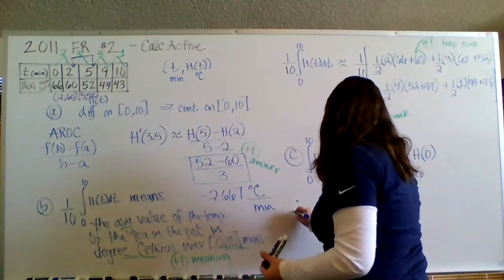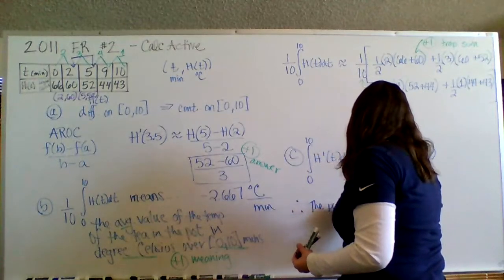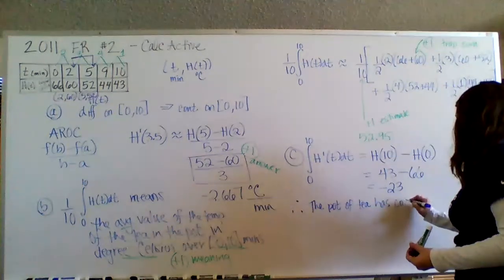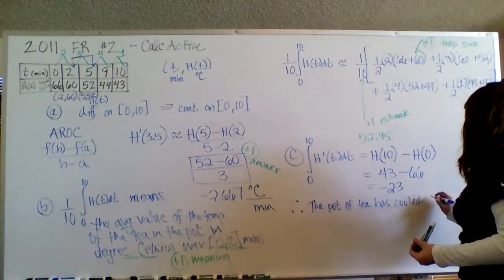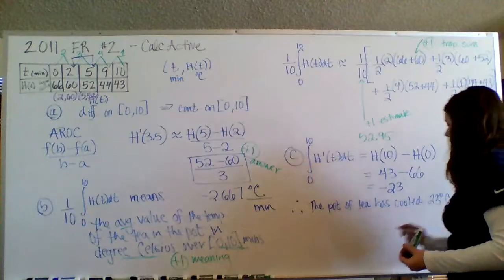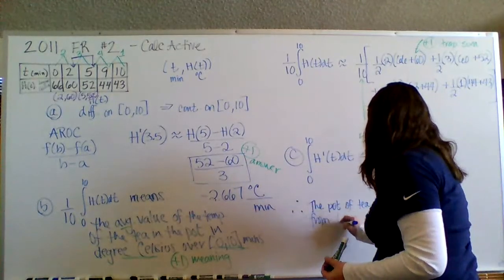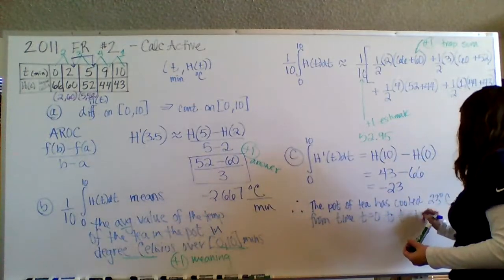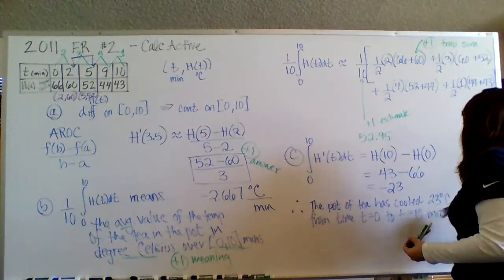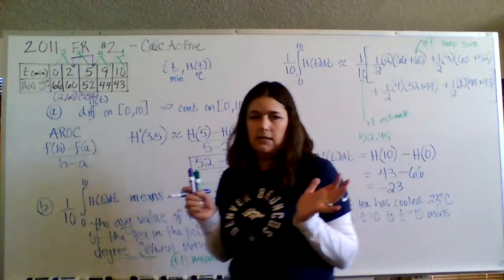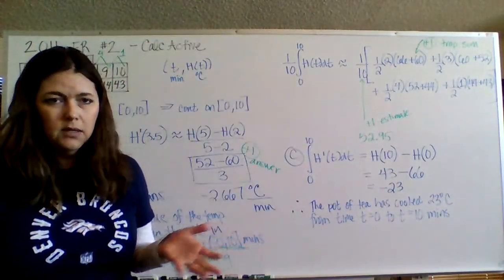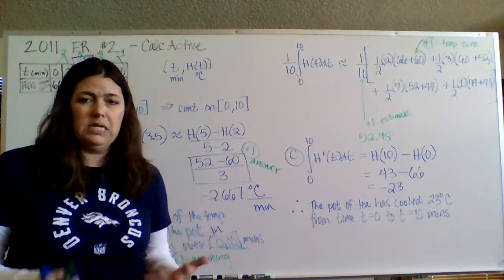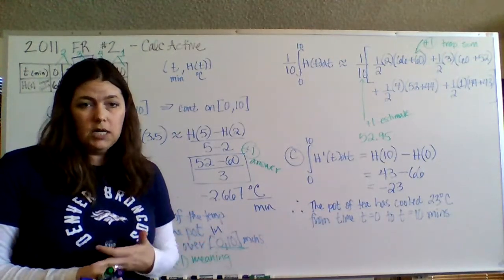So therefore, the pot of tea has cooled 23 degrees Celsius from time t equals 0 to t equals 10 minutes. Or maybe you do your closed brackets and write it in interval notation and say minutes. Or maybe you say over the first 10 minutes. All of those are fine as long as you're restating the time. If you don't restate the time, you're not going to get that explanation.